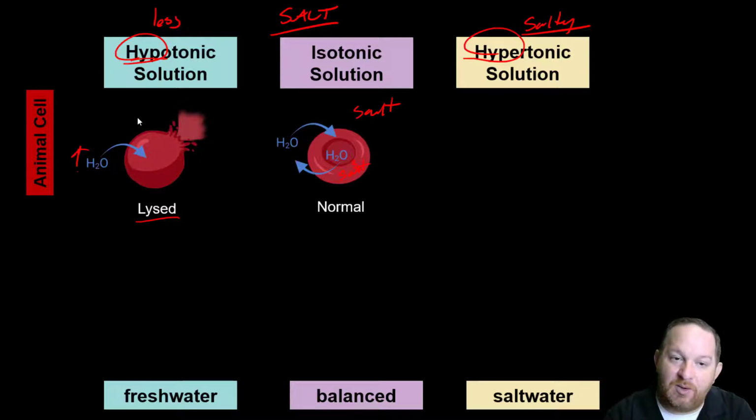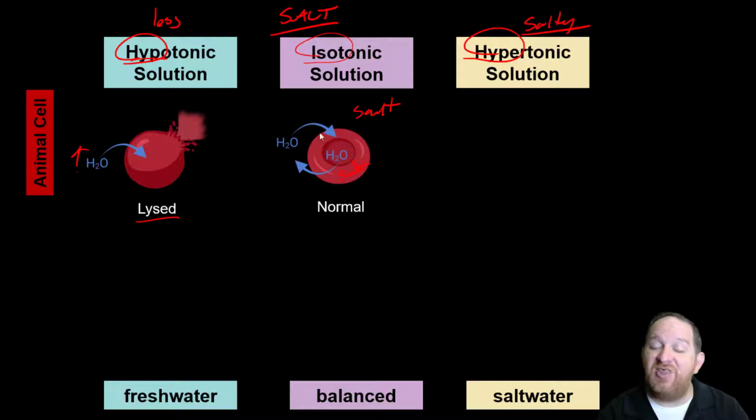So this is why we would never want to inject pure fresh water into your veins or arteries. If you were dehydrated and we had to get some water into you, we would instead use an isotonic solution, like a saline solution, because that is the same level of concentration as your cells.